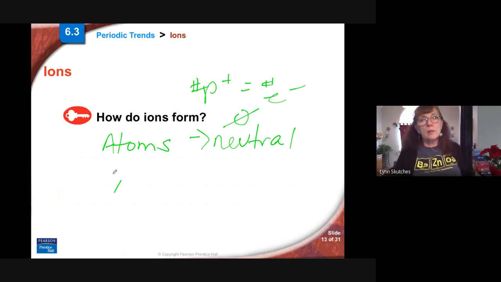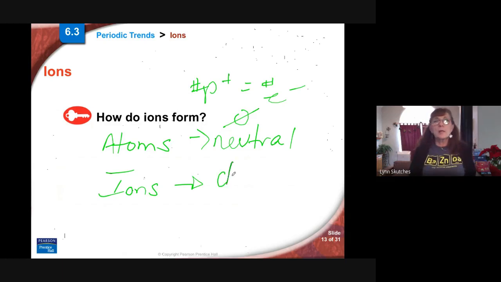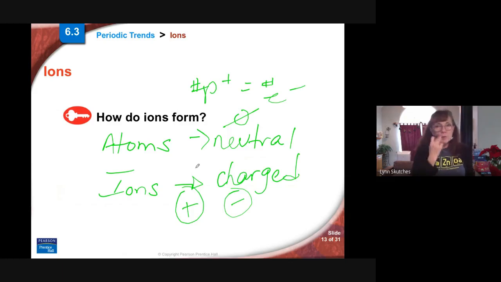Ions, on the other hand, have more or less electrons than protons. It depends on the kind of ion. So they have a charge. Ions are charged particles. They can be positively charged or they can be negatively charged. There's a pattern to that.